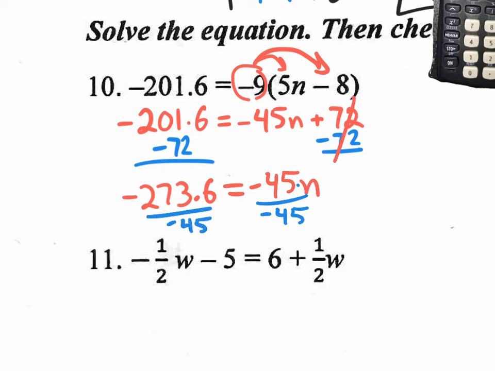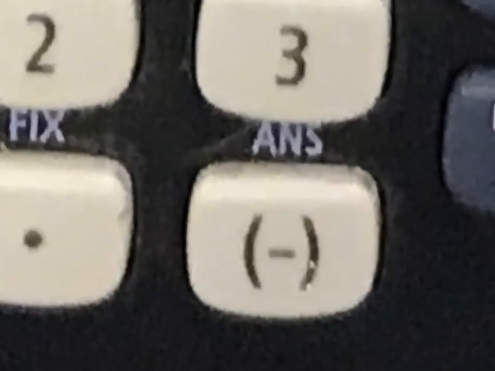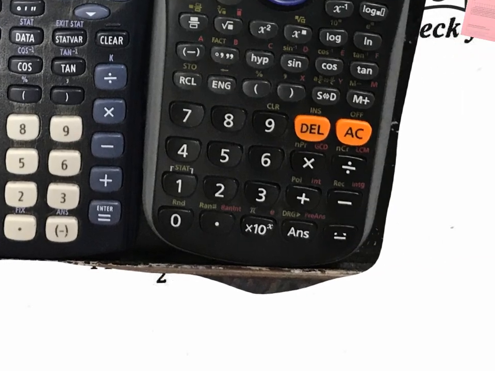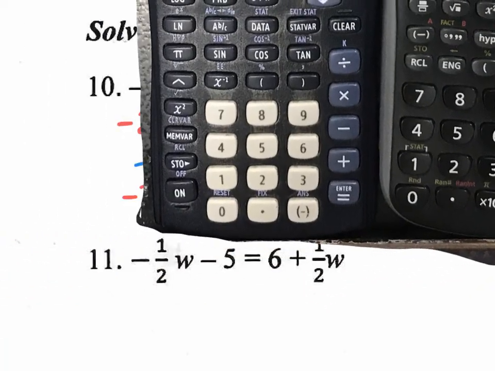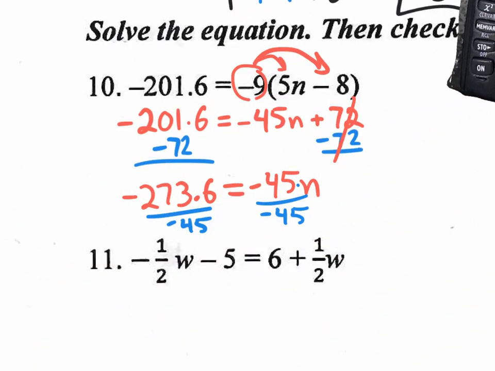And again, on the calculator, if you're dividing by a negative with the Texas Instrument, again, make sure that you use that button for the negative. Okay, over here it doesn't matter. You could use a minus sign for a negative, that's fine. But on the Texas Instrument, use that bottom negative sign to represent the negative. So negative 273.6 divided by negative 45 on a calculator gives me 6.08. So my answer is n equals 6.08.